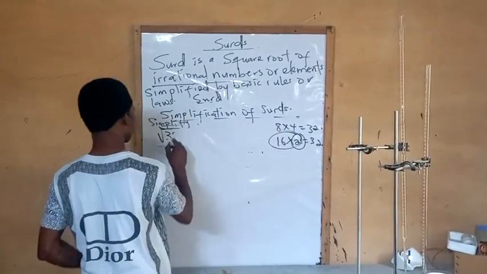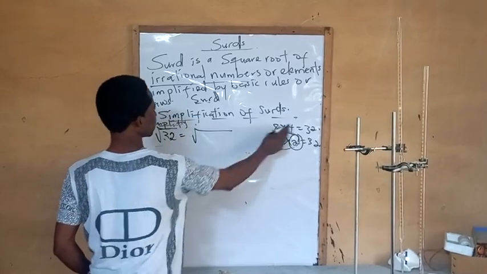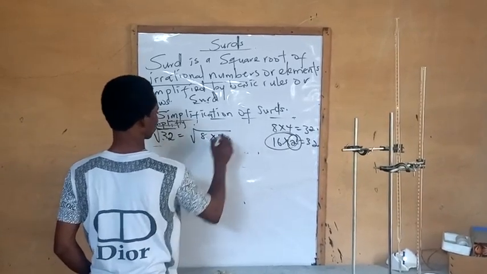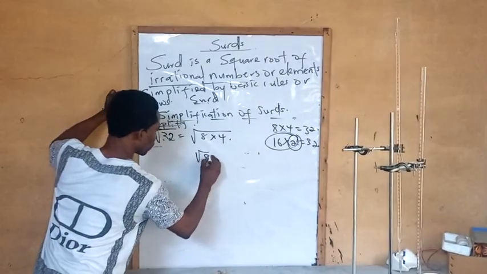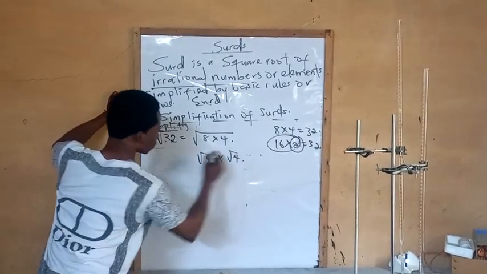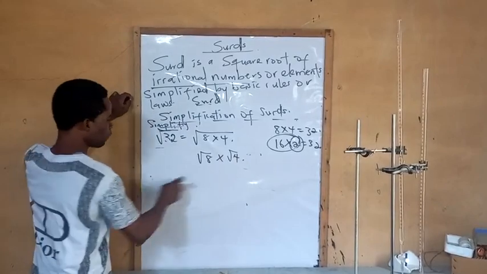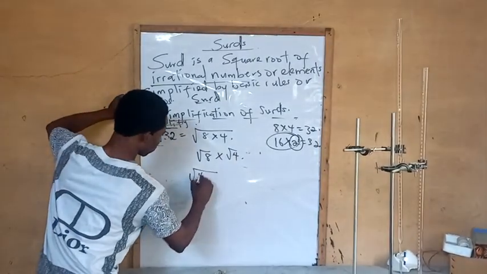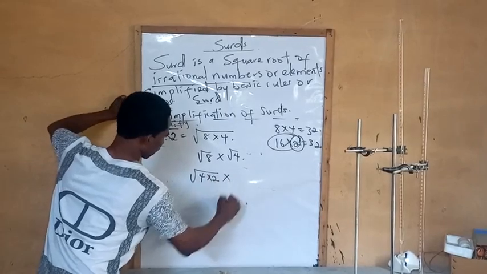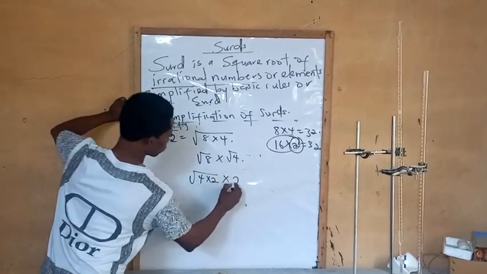Don't forget, we say square root of 32. If you use 8 times 4, I told you, you are permitted to do square root of 8 times square root of 4. Are you getting it? 4 can also be split, like 4 times 2.